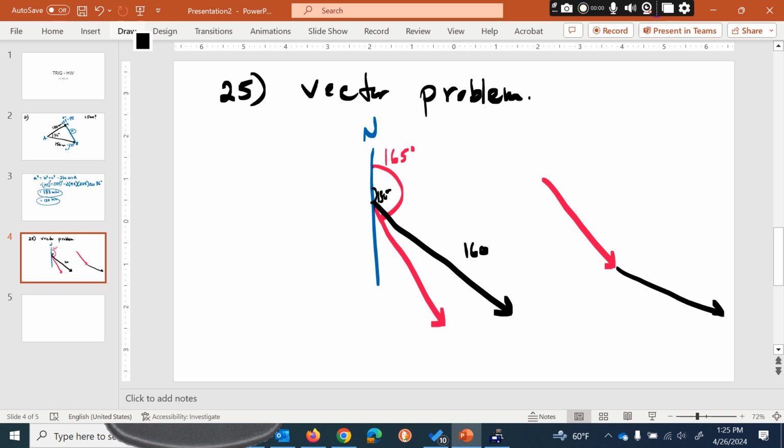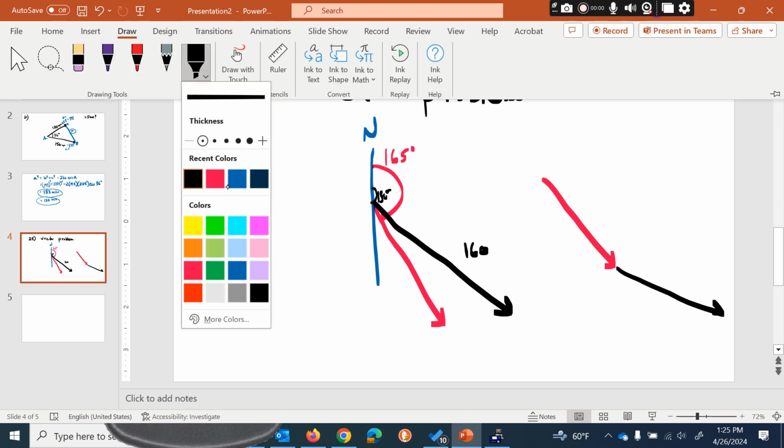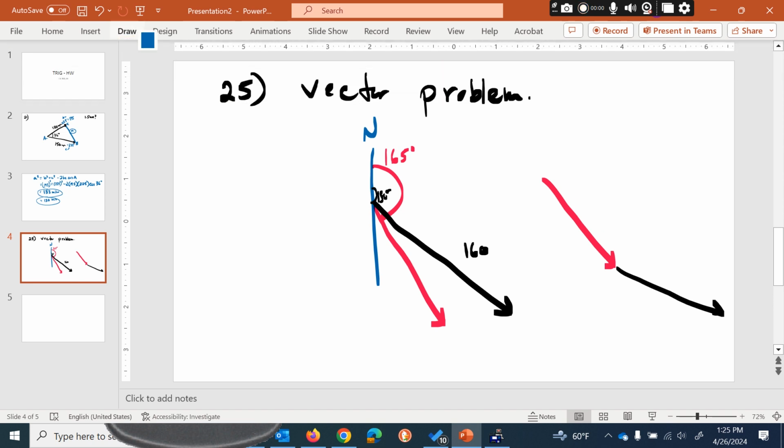Okay, so now we need to figure this out. Here's our little problem. So then we got a third one. I think this is probably the most difficult part of it.